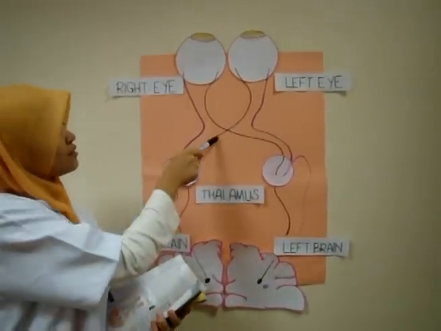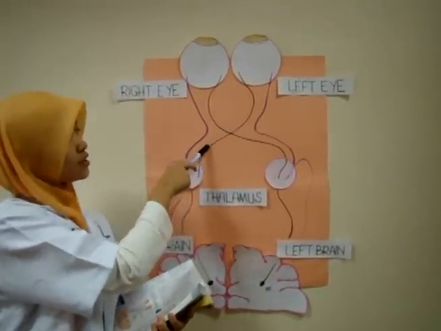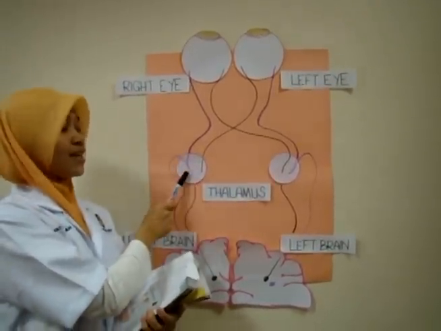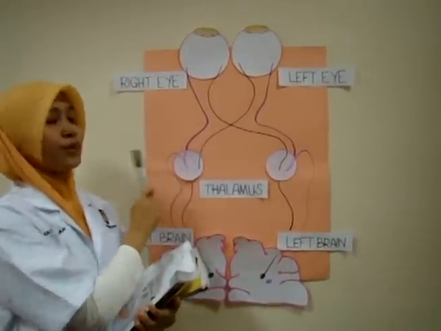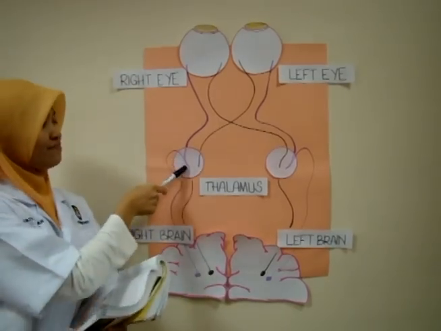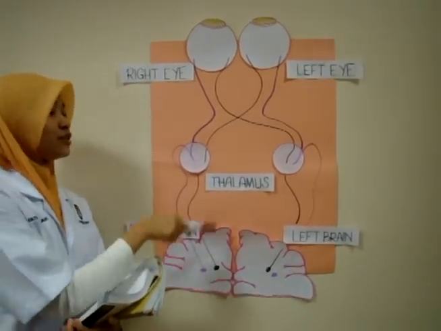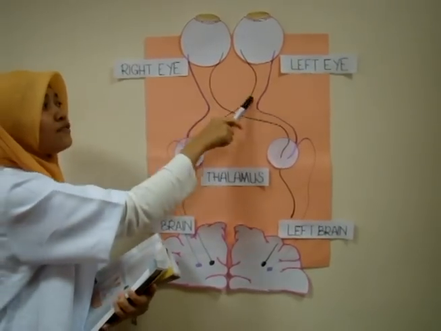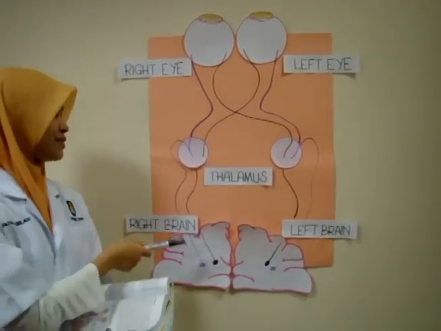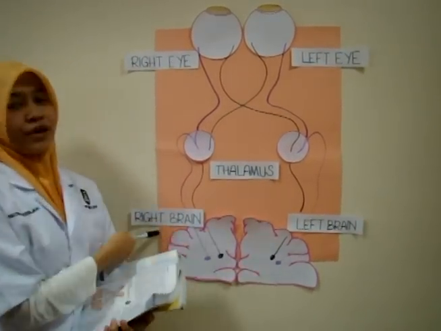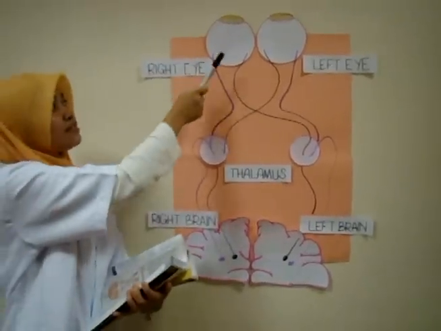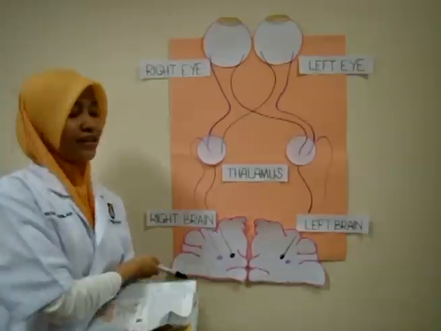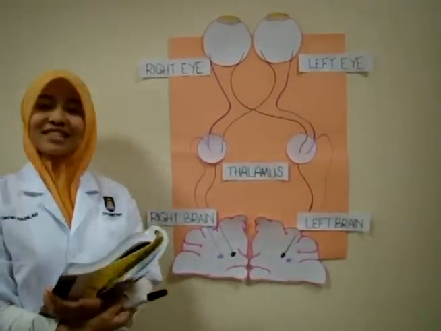The optic nerve will move into the thalamus. Here in the thalamus, the axon will synapse with a neuron. Then it will signal to the brain. Because of the crossing of the axons in the optic chiasm, each side of the brain, left and right, will receive the signal from both the right eye and the left eye. Here in the brain, the interpretation of the visual sensation takes place.